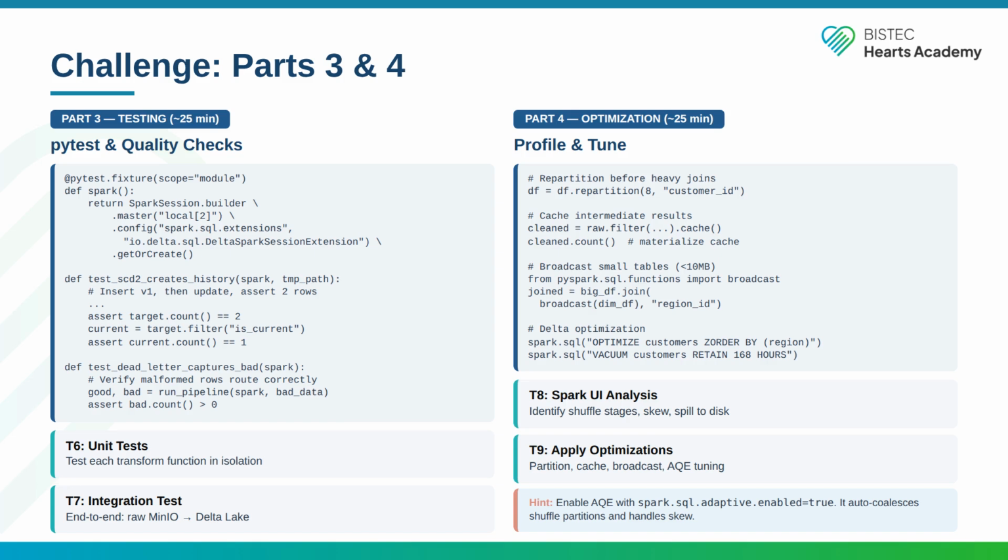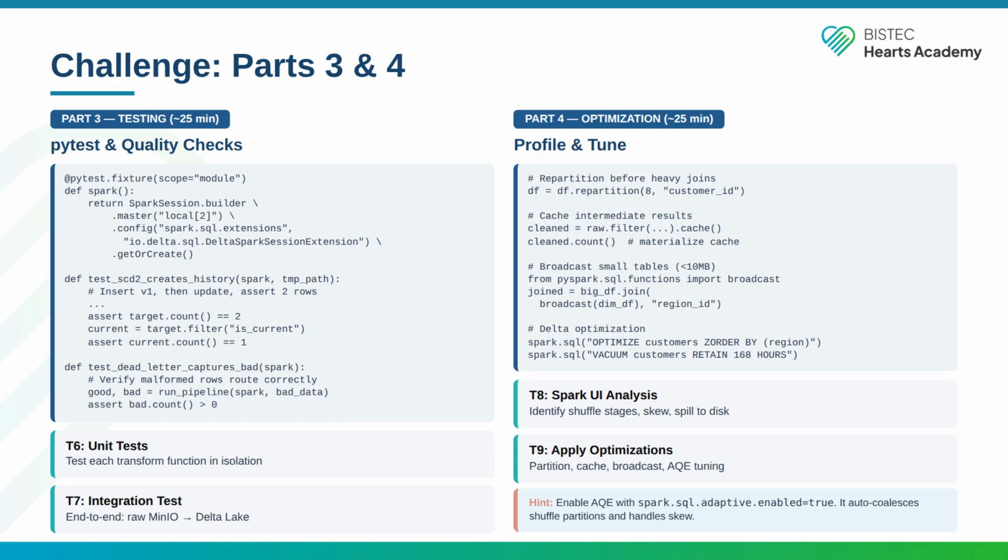The example shows testing that SCD2 creates proper history. Insert version 1, then updated. Assert you now have 2 rows with 1 current. Integration tests run the full pipeline end to end, from raw data in Minio through to Delta Lake output. These are slower but catch interface issues between components.